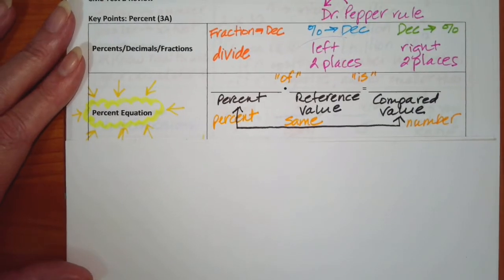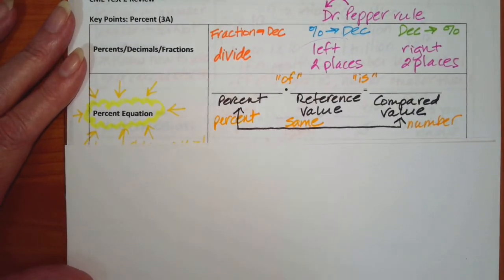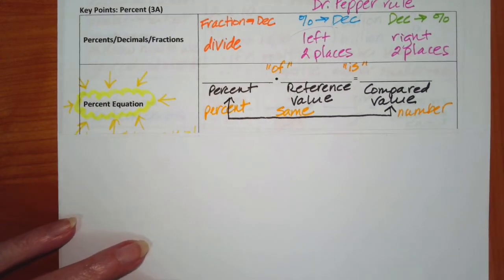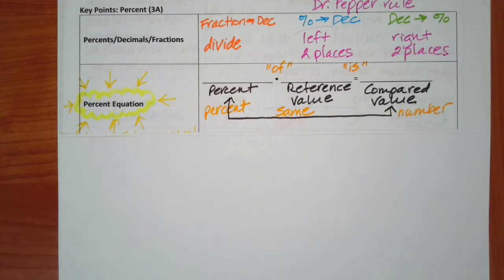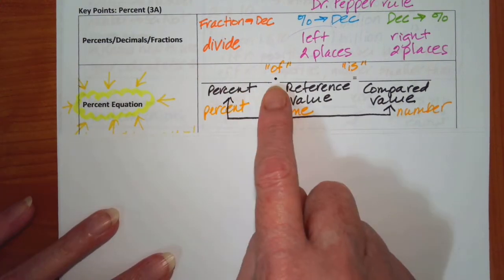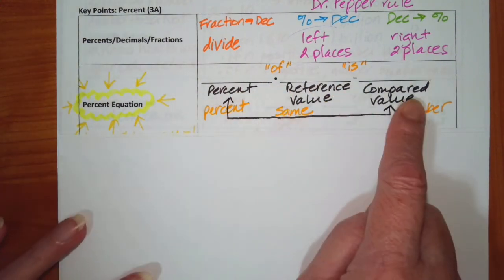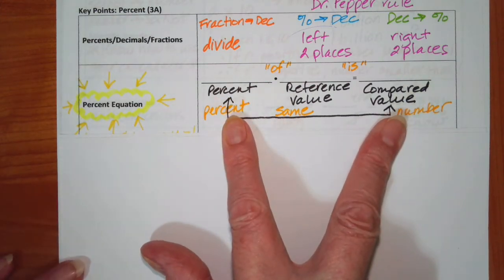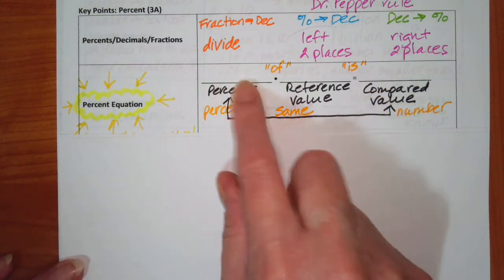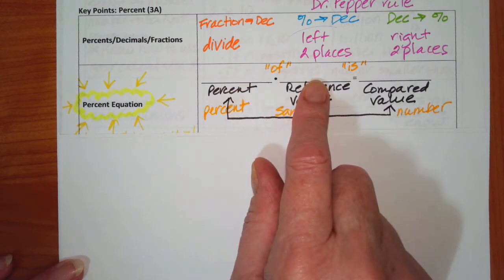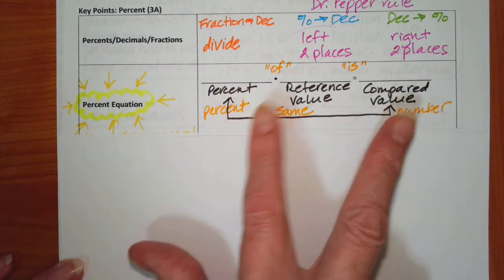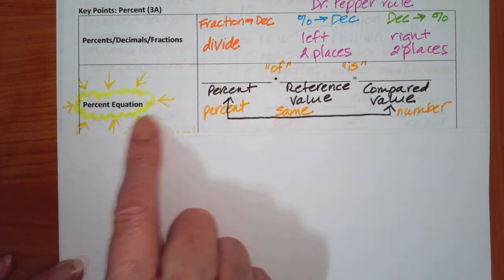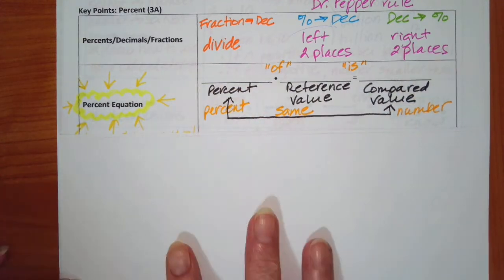Our next thing here is the percent equation, and having a basic understanding of this is really what will indicate success in this. You're always going to do a percent of the reference value is the compared value. The compared value and the percent are talking about the same thing, and it's a percent of a reference value is a compared value. So these are the compared value as a number and as a percent. You are going to need to know this equation and know how to use it.